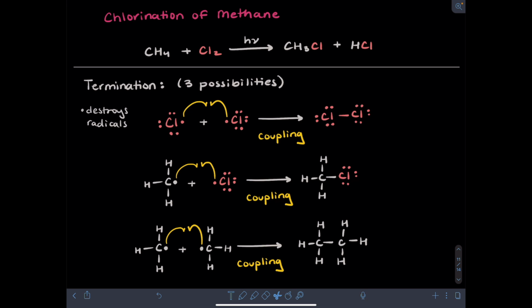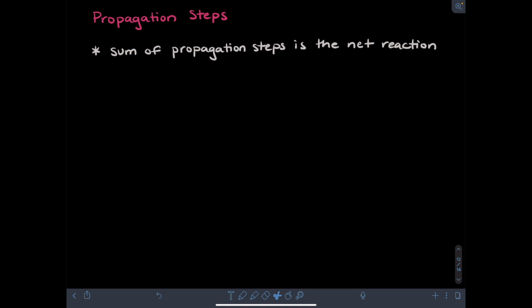So notice all 3 of the possibilities that I drew involved different radicals coming together to form a new sigma bond as a termination step. And notice the products of each of these steps involve no radicals. A really useful thing to look out for identifying the propagation steps of the mechanism is that the propagation steps will sum to give you the net reaction.